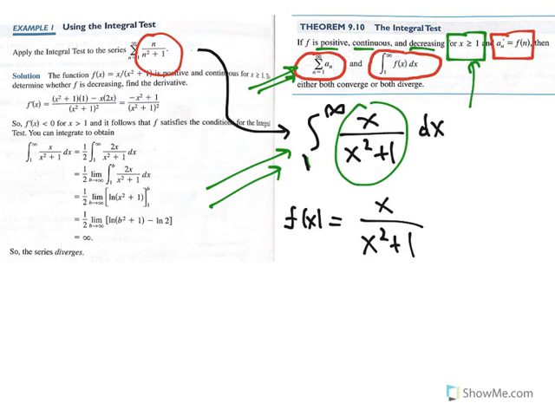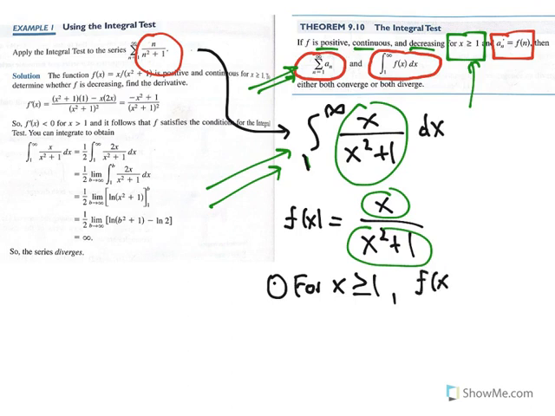And you have to verify that this function will be positive, continuous, and decreasing for x greater than or equal to 1. For x greater than or equal to 1, you can see that the numerator of the function will be positive and the denominator of the function will be positive. So yes, a positive number divided by a positive number is positive. So f of x will be positive. It'll be greater than 0. So that verifies the first requirement.